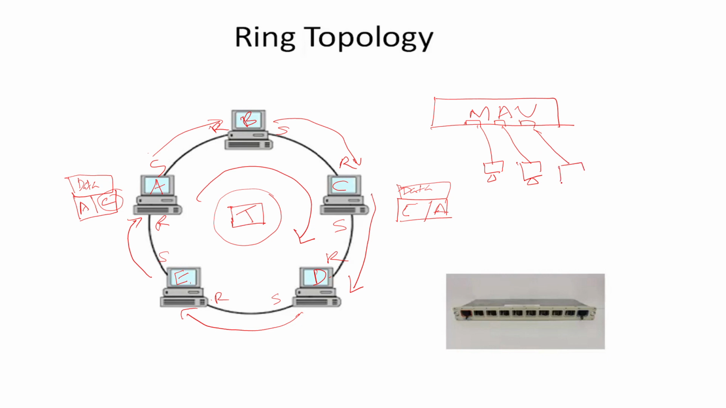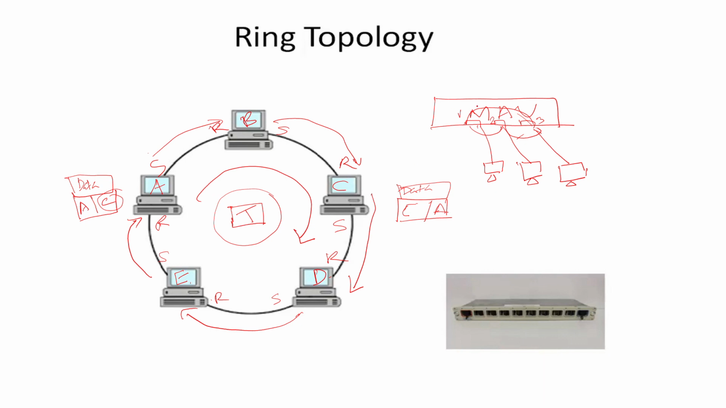Device will be connected like this. Suppose this is the first port, second port and third port. First would be connected to second, second would be connected to third, third would be connected to one. It forms a ring, right? You can see like this.